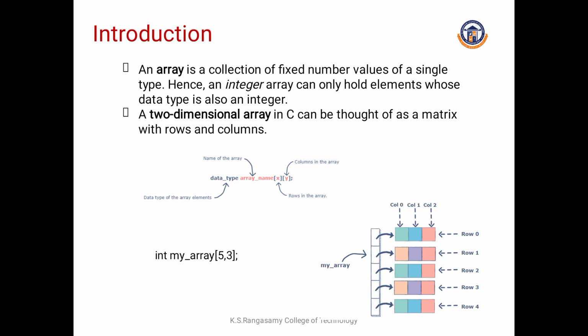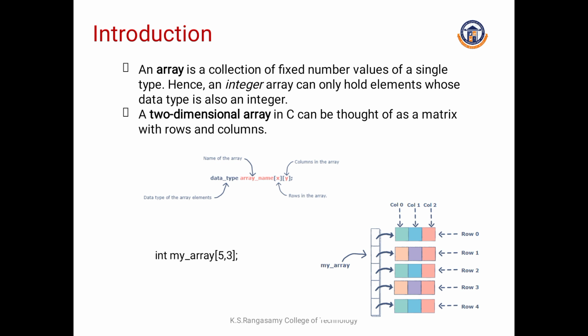Coming to two-dimensional arrays, we can say two-dimensional arrays are an array of arrays. This array of arrays, we can also call matrices. The first thing we know about a matrix is that it will have rows and columns. How can we define a two-dimensional array or a matrix by using C?